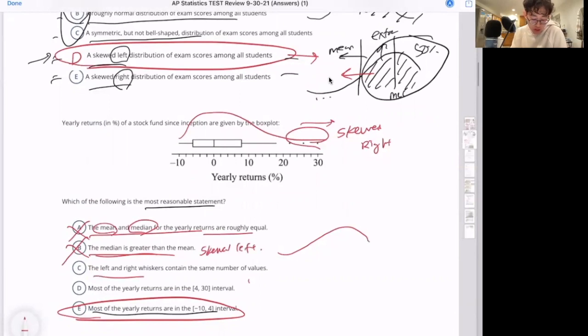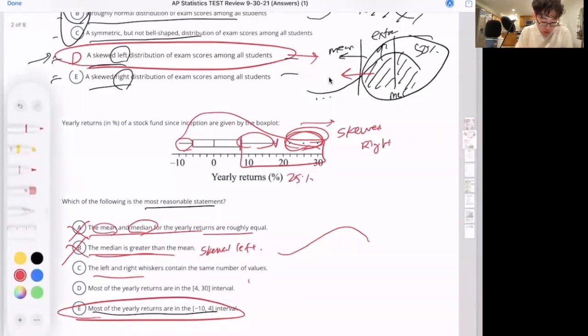The right and left whiskers contain the same number of values. I can't tell how many numbers there are, but the left and right whiskers contain the same number of values. Well, they both represent 25% of the data, but the problem here is that there are 3 outliers. These 3 outliers mean that 3 data points from this entire thing would represent 25% of the data, not just this whisker right here.